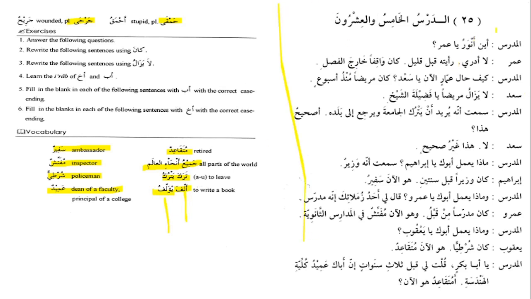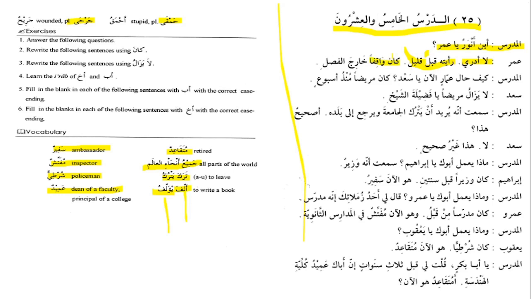Alright, so the lesson itself. Lesson number 25. قال المدرس أين أنوار يا عمر. The teacher says, where is Anwar, O Umar? Umar says, لا أدري, I don't know. رأيته قبل قليل. You see, رأيته قبل. Now we say قبل because this is declinable, because the مضاف إليه is coming after it. قبل. Now قليل what? قليل is your مضاف إليه. قبل قليل.